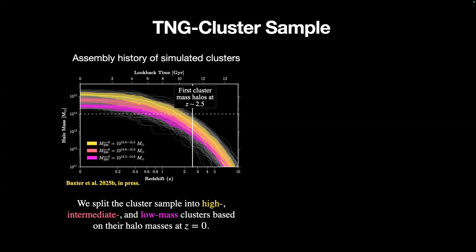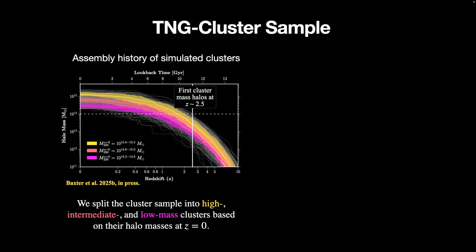So this is showing the assembly history of simulated clusters. This is the halo mass as a function of redshift. This is redshift 0, redshift 2, redshift 10. So what we did was we split the cluster sample at redshift 0 into 3 different halo mass bins, high, intermediate, and low mass clusters, based on their redshift 0 halo mass. And then for all of the trends we look at, we look at how they depend on the redshift 0 cluster mass. And then this is showing the halo mass as a function of redshift. So you can see the assembly history. This is all of them plotted on top of each other.